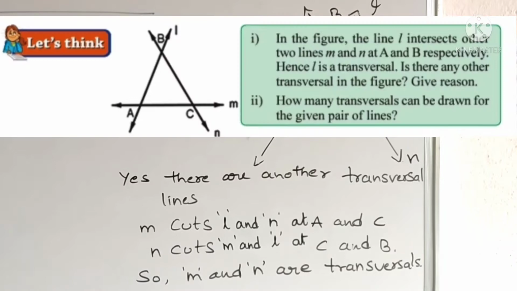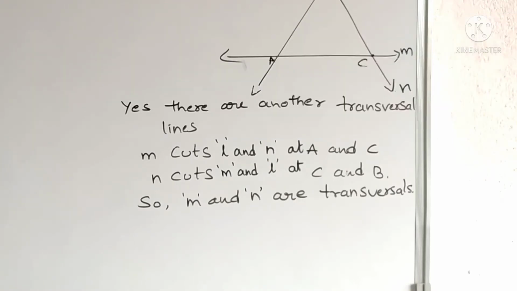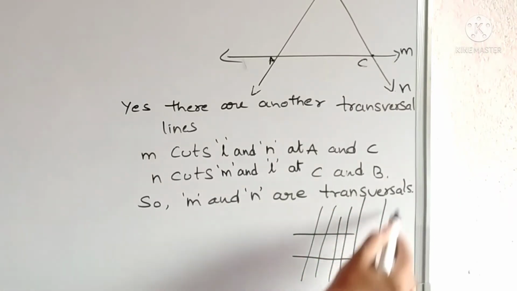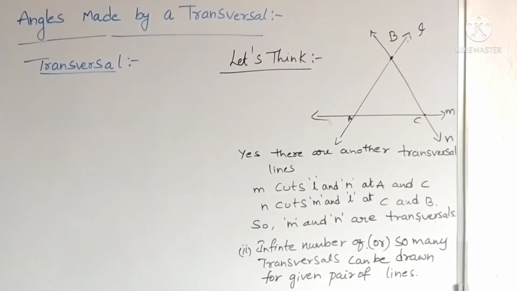And in the same, let's think, we have the second question also. How many transversals can be drawn for the given pair of lines? Here, how many lines we can draw means so many lines we can draw. See, first suppose this is a pair of straight lines. It is a transversal. And I can draw like this now. So many I can draw for these two straight lines. So we can write infinite number of or so many transversals can be drawn for given pair of lines.